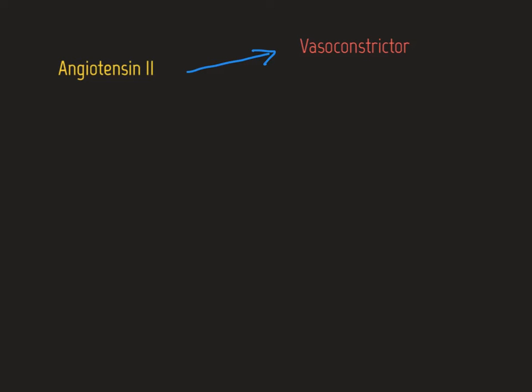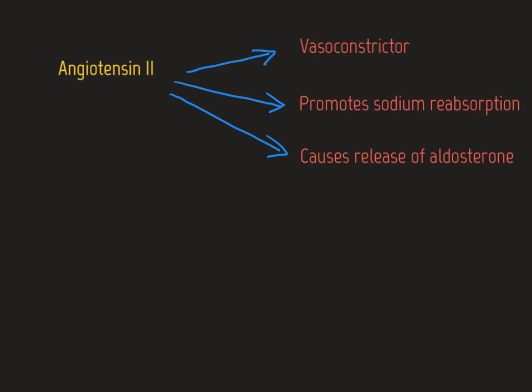Angiotensin 2 also promotes sodium reabsorption. If sodium is reabsorbed, water is going to follow, and that's going to increase blood volume and then eventually increase blood pressure. Angiotensin 2 also causes the release of aldosterone. Aldosterone is released by the adrenal cortex and also works to increase water retention as well as increasing blood volume. When aldosterone is released, it works on the distal convoluted tubules within the kidneys, causing that portion of the kidney to reabsorb more sodium, and once sodium is reabsorbed, then water can follow.